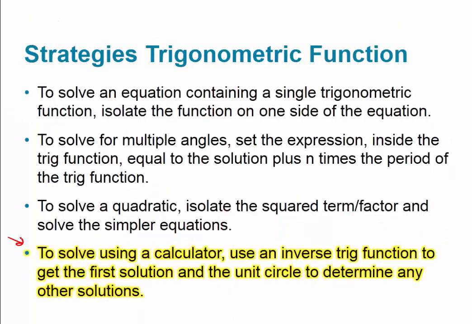Last strategy here is to solve using a calculator. And so a lot of times we're going to have angles and values that are not on our unit circle. And when that happens, we're going to use inverse trig functions to get our first solution. And then what we do after we get that first solution is we take that first solution and look on our unit circle and make sure that we find any other places where that solution can appear. Okay?